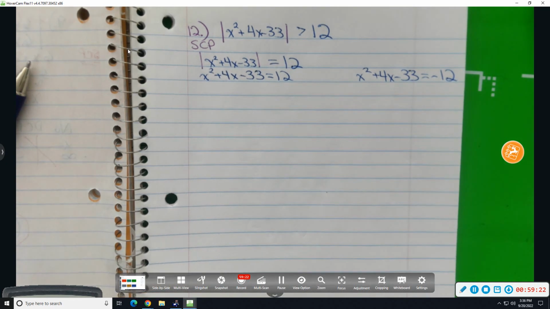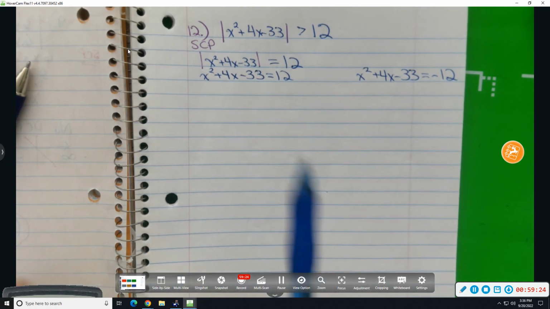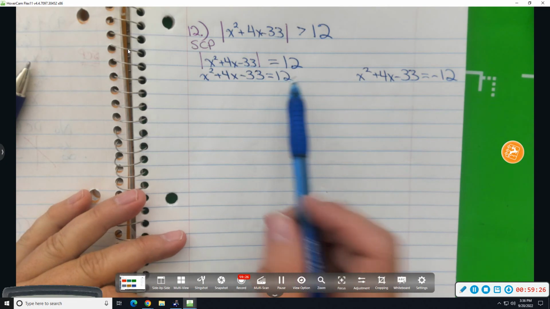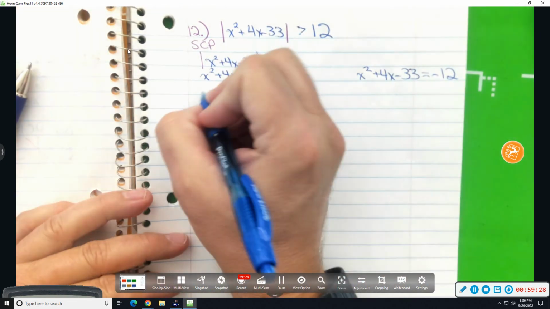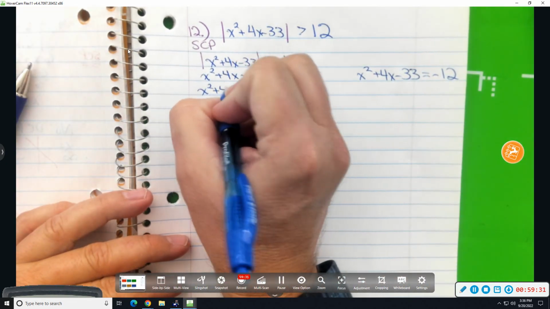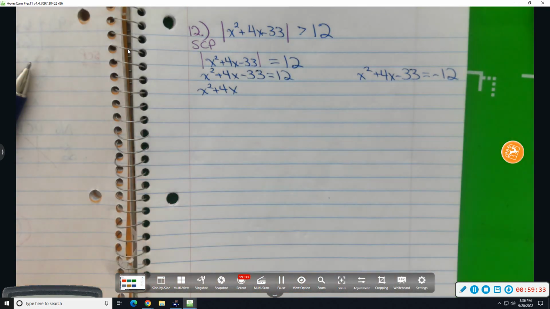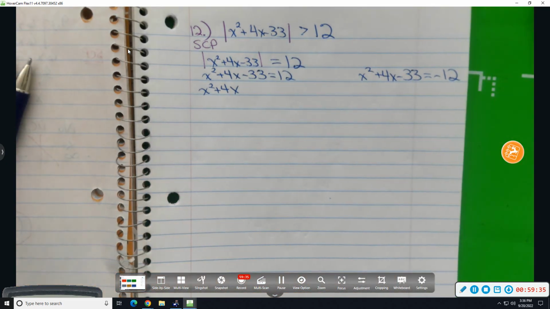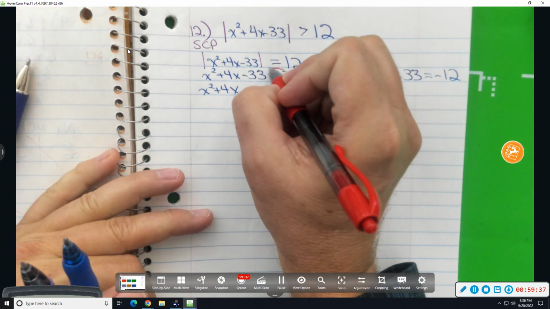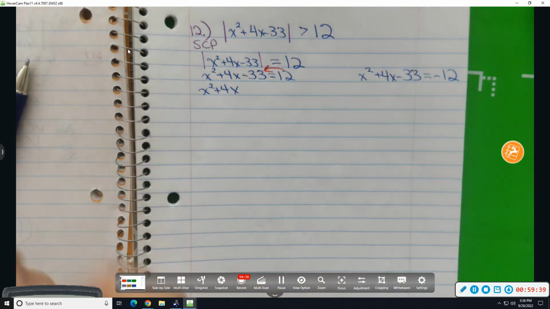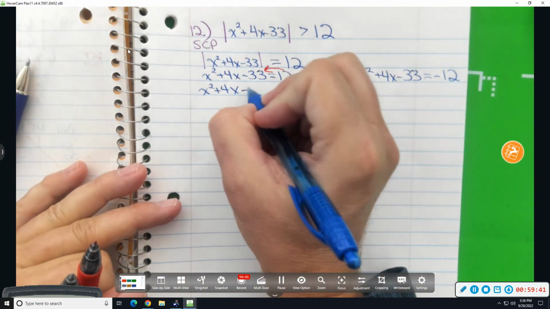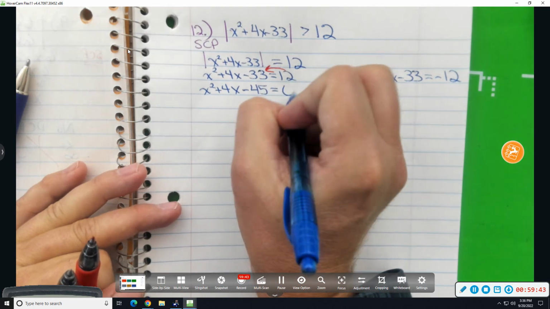Quadratic equations. Okay, we need it set equal to 0, so we'll subtract the 12. That'll give us an x squared plus 4x, negative 33 minus 12, minus 45. I agree. It's going to give us a minus 45 equals 0.